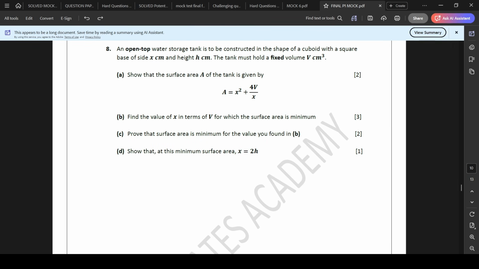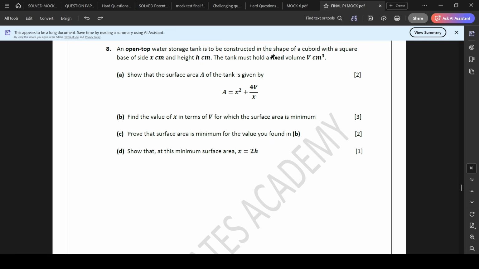Question number 8. Now, this is my favorite question that I've taken from MadAsMaths, where I have seen a lot of students struggle on this question, and that is why you are seeing this as part of your mock. So, an open top water storage tank is to be constructed in the shape of a cuboid with a square base of side x centimeters and the height is h centimeters. Please note that open top means that there is no surface on the top. The cuboid has all the sides except the top, and the base is made up of the side x and the height of the tank is h centimeters.